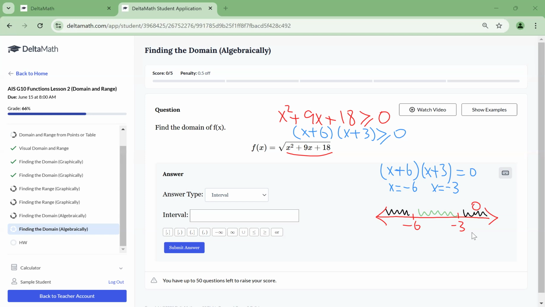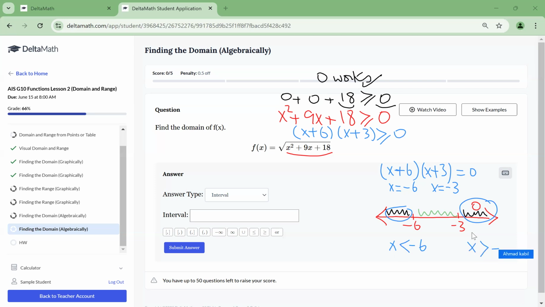So let's plug in 0. We have 0 squared plus 9 times 0 plus 18 greater than or equal to 0. So is 18 greater than or equal to 0? Yes, it is. So 0 is a correct value. 0 works. So therefore, the region to which 0 belongs will all work. Which region is this? It's the black region. So this region and this region as well. So the solution will be either less than -6 or greater than -3.